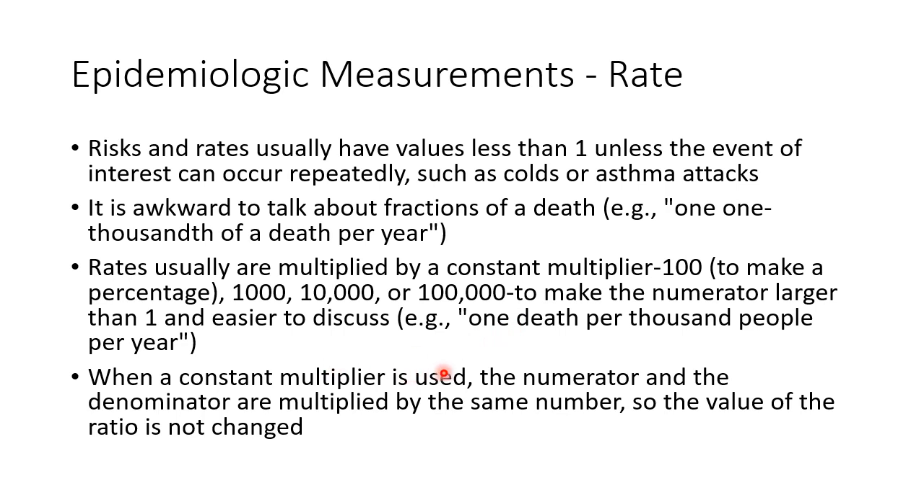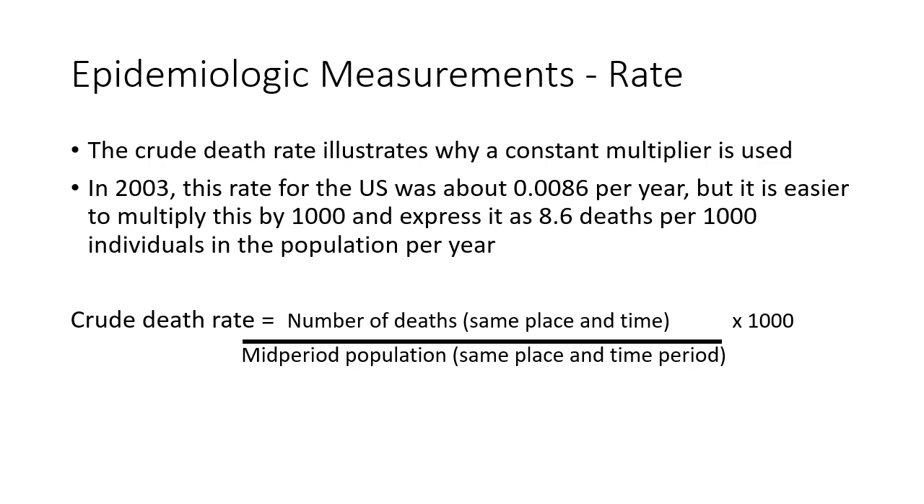By using this, it also helps us compare apples to oranges. If you had different population sizes, you can multiply by the same constant to get a better idea of the comparison between the two. Again, the value of the ratio doesn't change at all. You're just multiplying by that constant so you're not dealing with a fraction, and it makes better sense to people. I'll show you what that looks like in a second.